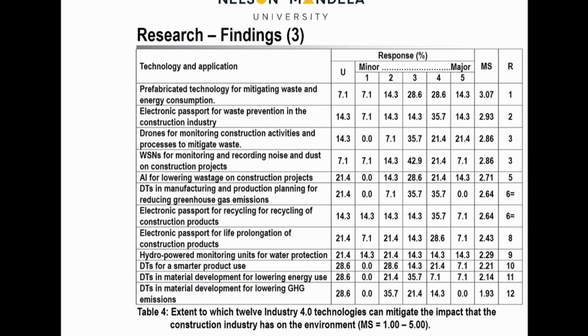With respect to mitigating the environmental effect, this table displays technologies that can be adopted, and in terms of the top rank factors, the first one has to do with prefabricated technology for mitigating waste and energy consumption. Here the mean score is above the midpoint average of 3, and the degree of concurrence is deemed to be between a near minor extent to some extent.